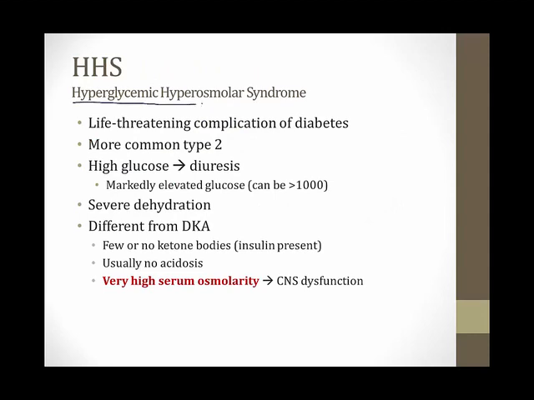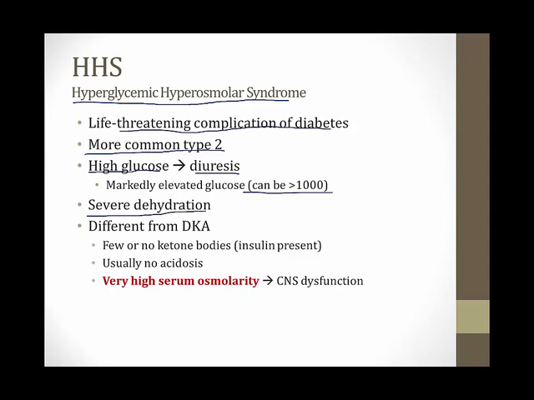HHS is the hyperglycemic hyperosmolar syndrome, and this is a life-threatening complication of diabetes that shares many features in common with DKA. However, like I told you before, DKA is much more common in type 1. HHS is much more common in type 2. We'll talk about why in a minute. In HHS, there is a very high glucose level which leads to diuresis. The glucose level can get so high it can be over 1,000. This is so elevated that it leads to a marked diuresis and the patient can become severely dehydrated.